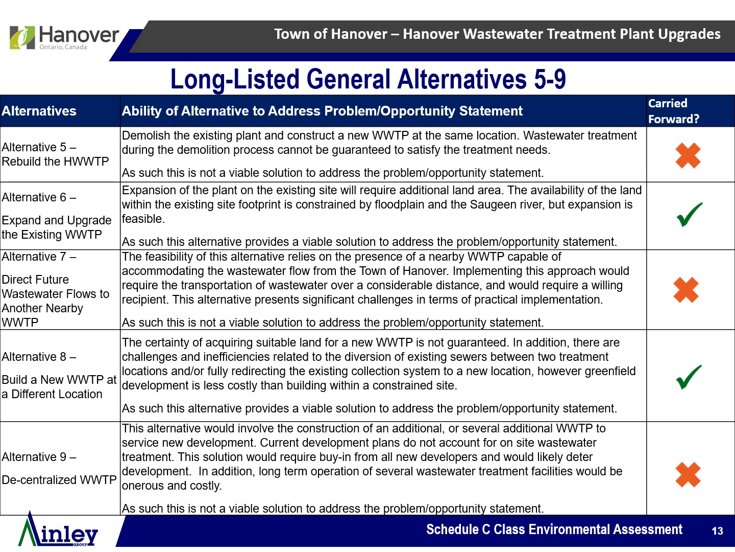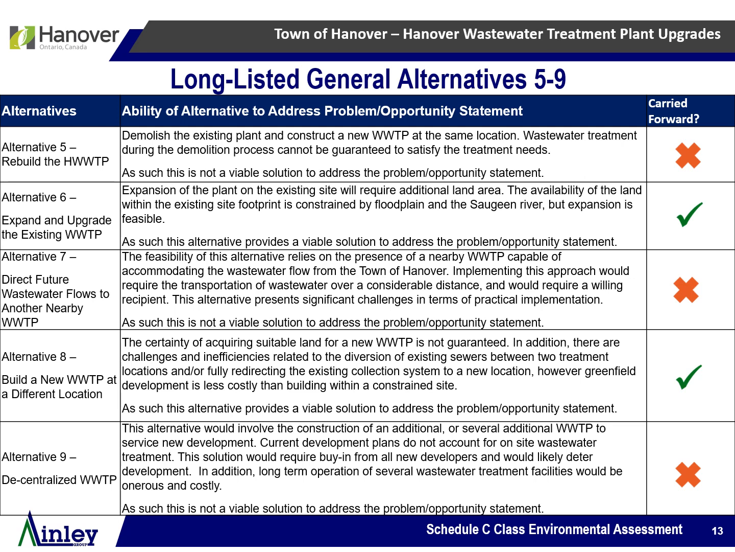Alternative 7, direct future wastewater flows to another nearby wastewater treatment plant. The feasibility of this alternative relies on the presence of a nearby wastewater treatment plant capable of accommodating the wastewater flow from the Town of Hanover. Implementing this approach would require the transportation of wastewater over a considerable distance and would require a willing recipient. This alternative presents significant challenges in terms of practical implementation. As such, this is not considered a viable solution to address the problem and opportunity statement.